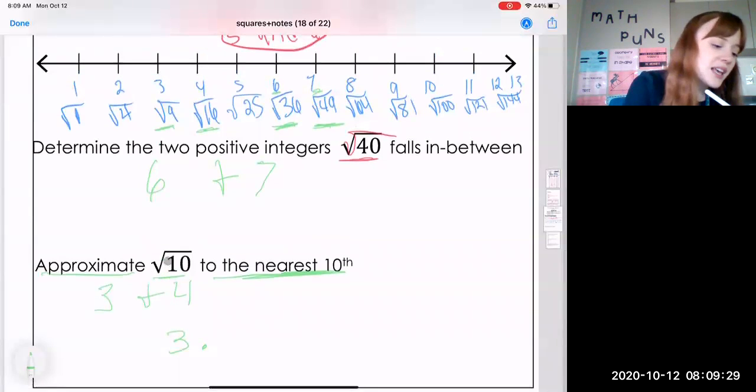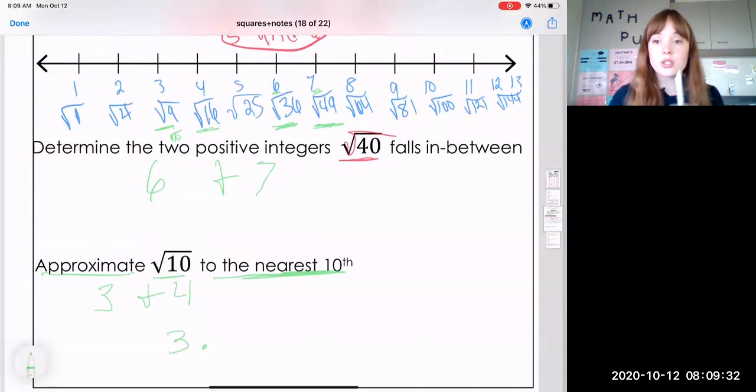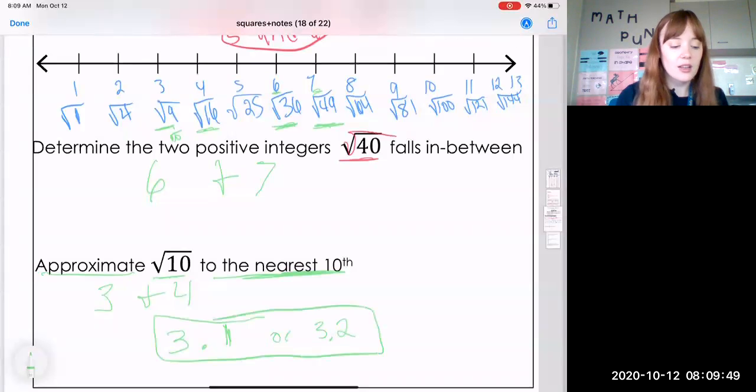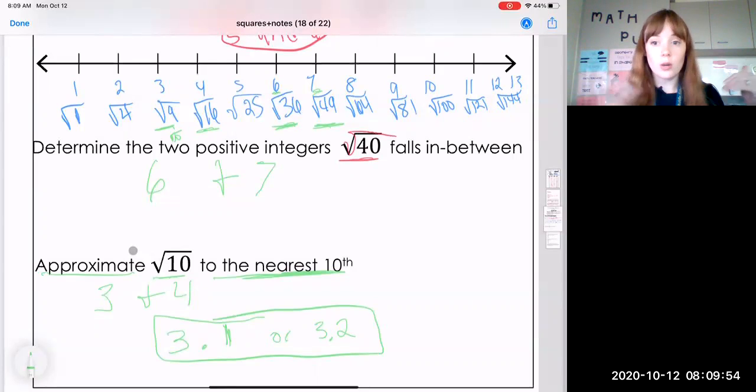Well, the square root of 10 is a lot closer to the square root of 9, which means you're going to want to have a really low decimal point. And decimal points go from 1 to 9, so we'll keep it at like a 3.1 or a 3.2. I will accept either answer in that case. So you decide if it's low or high by deciding what number it's closer to. If it's really, really close to the smaller number, that's when we pick like 0.1 or 0.2. If it's really, really close to the higher number, we would pick like 0.8 or 0.9. Somewhere in the middle, that's when we would pick 0.5.